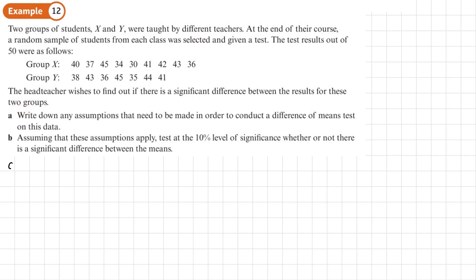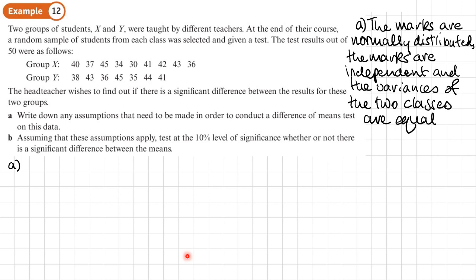Part A is asking us to write down any assumptions that need to be made in order to conduct a difference of mean test on this data. Okay, so I've changed my mind and put my answer up here. So assumptions are that the marks are normally distributed, the marks are independent, and the variances of the two classes are equal. Part B, assuming that these assumptions apply, test at the 10% level of significance whether or not there is a significant difference between the means.